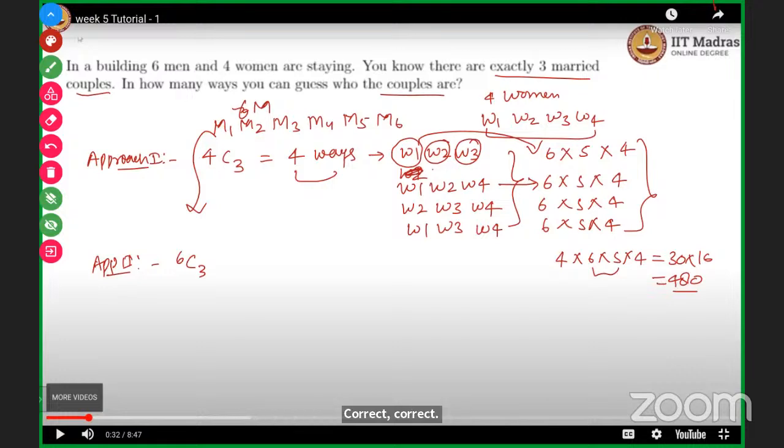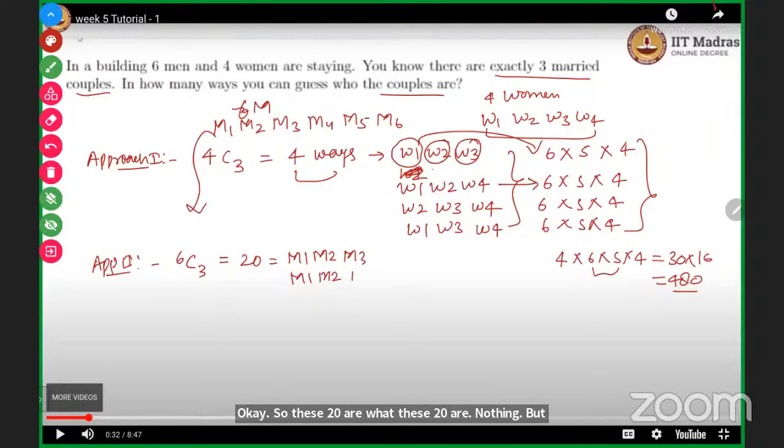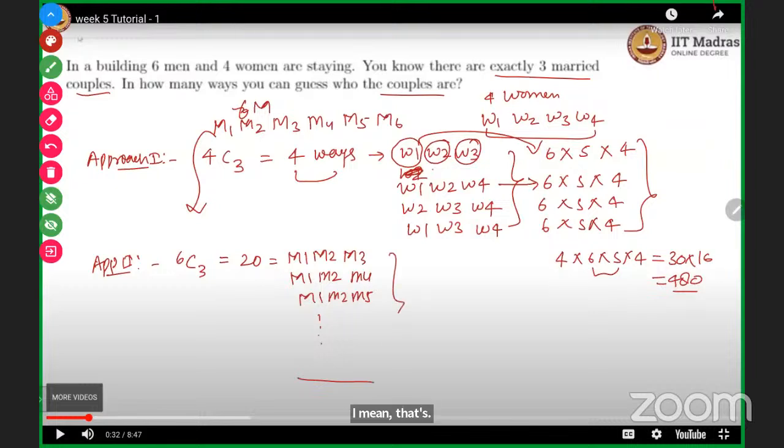Okay, let's see. So this is 6C3, and 6C3 is nothing but 20. These 20 are nothing but M1, M2, M3, then M1, M2, M4, M1, M2, M5, and so on and so forth, right? So you'll get some 20 groups of men.